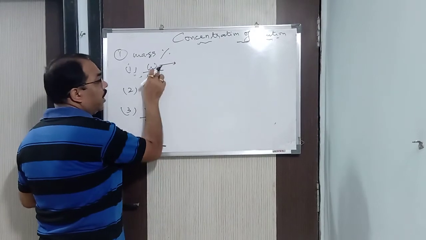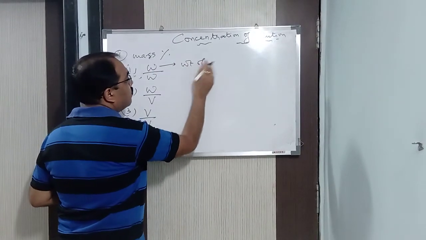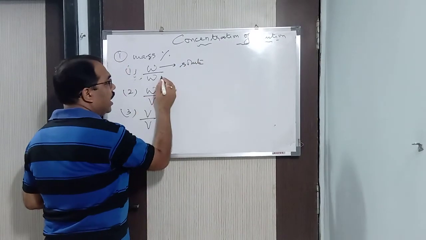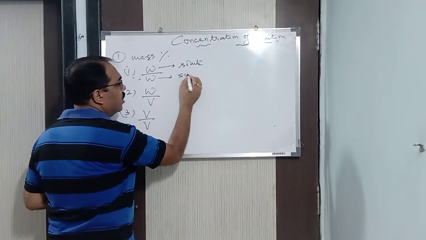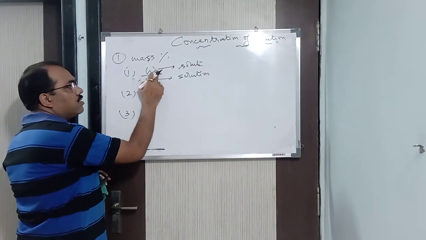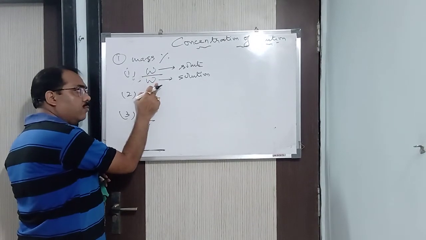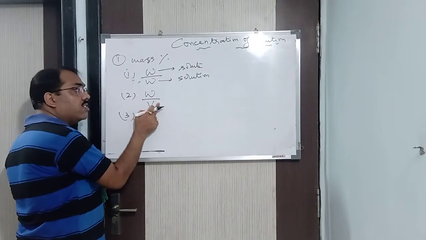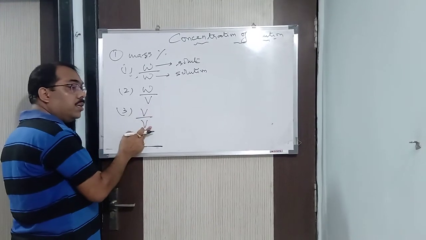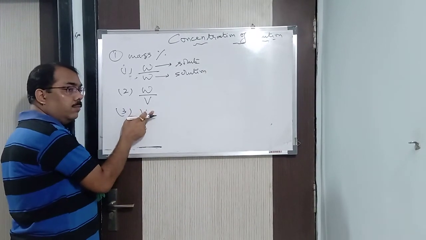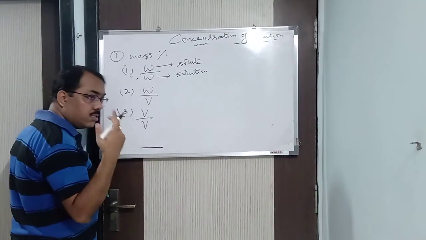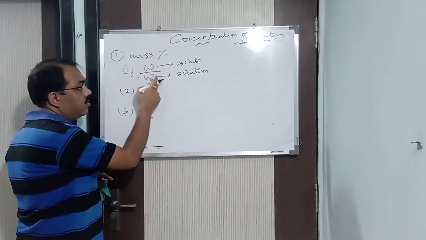It is being expressed in this way: W by W, W by V, and V by V. The W at the numerator is always for the solute, so weight of the solute. And at the denominator, it is always for the solution. So here it is weight of the solute by weight of the solution when I say W by W. When I say W by V, it is weight of the solute by volume of the solution. When I say V by V, it is volume of the solute by volume of solution. So always remember that the numerator is for the solute and the denominator is for the solution.